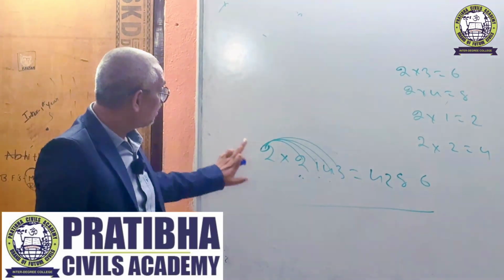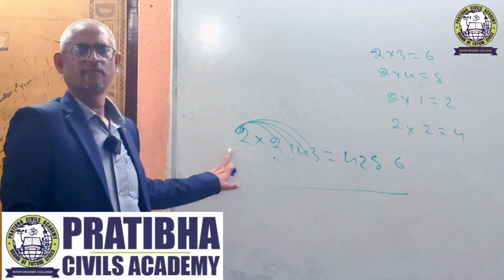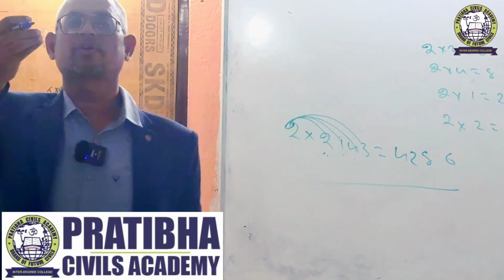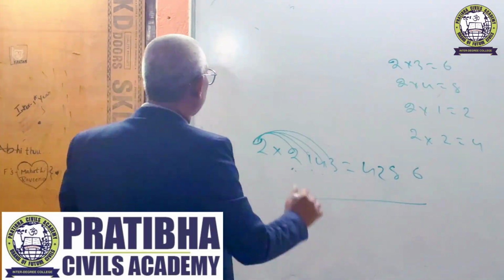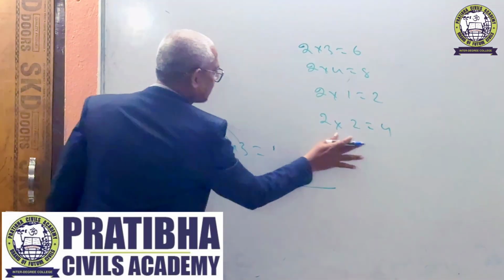You can apply this if it is 2. If it is 3 also, you can apply this. 4 also, you can apply. 5 also. That means if you know only 10 tables, you can do any sort of multiplications. Got the point? For example, in the same pattern, if I apply the same thing, instead of 2, if I write 7 here, listen carefully.